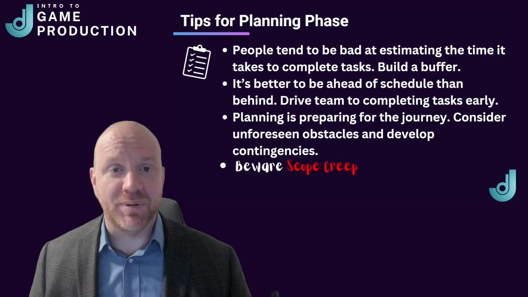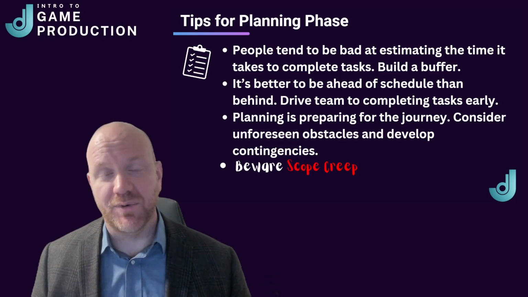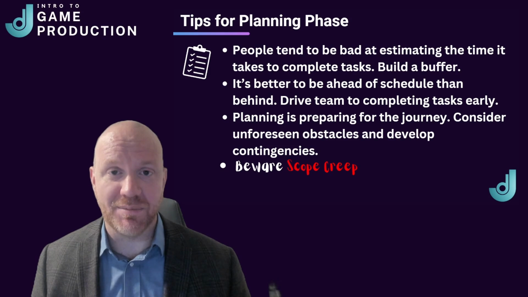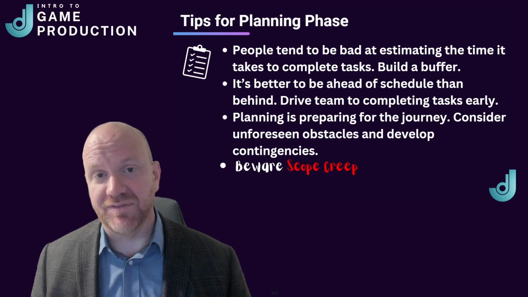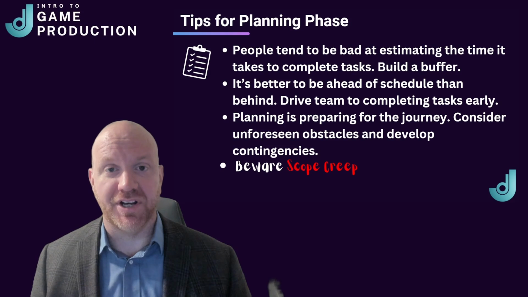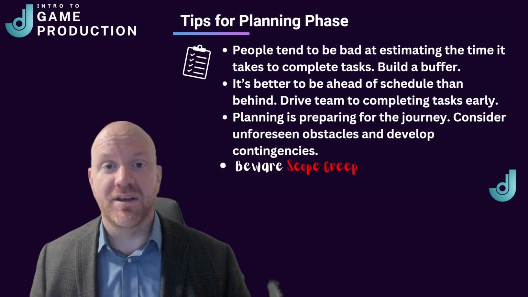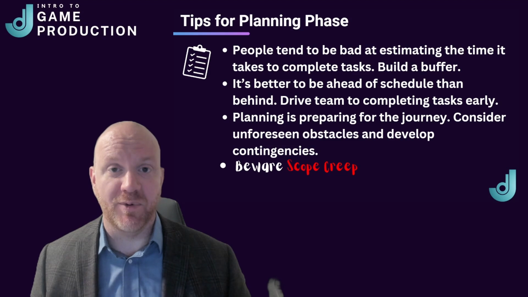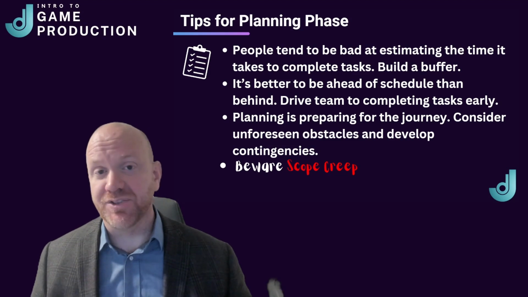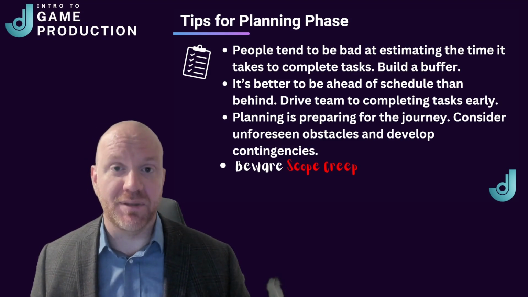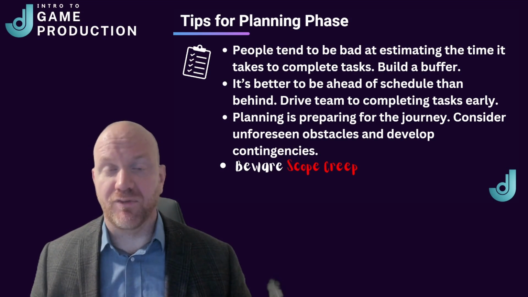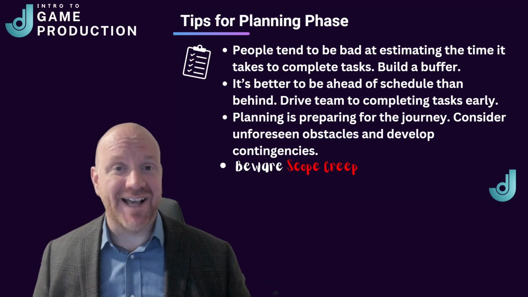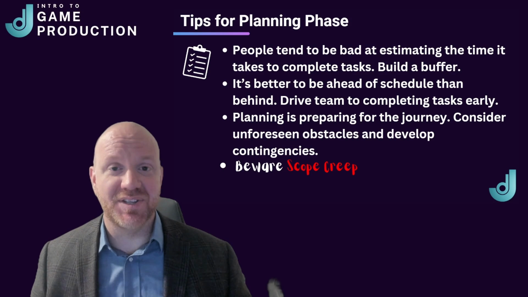Now, a big part of planning is preparing for the journey, which means you need to consider unforeseen obstacles and plan for contingencies. So what if someone leaves the project? Or what if another project comes up that pulls resources away from you? What if the market shifts and now you need to release the game with an expedited timeline? These are all things that you need to consider during the planning phase, and you should always have some contingency plans for unforeseen obstacles.